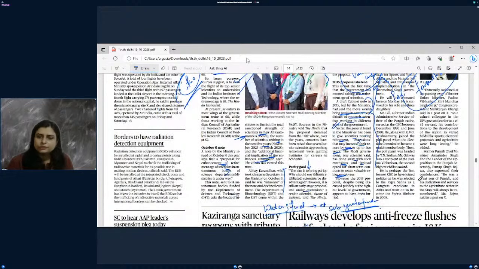However, the 2015 proposal, despite being discussed publicly at the highest level of the government, appears to have been buried. That means the proposal has been discussed. However, how it is going to work out has not been drafted very well. So let's wait and see how it is going to get evaluated.